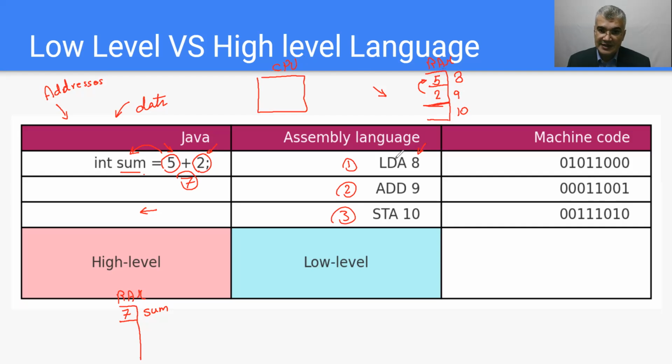So at the start, LDA 8 will fetch the content of address 8 from the RAM. It will put it in a register, a small place in the CPU microprocessor, the chip itself. Okay, so we will have 5 here. And when we go to add 9, we will fetch whatever data we find at address 9 in the RAM and store it in the microprocessor in another register, which holds 2.